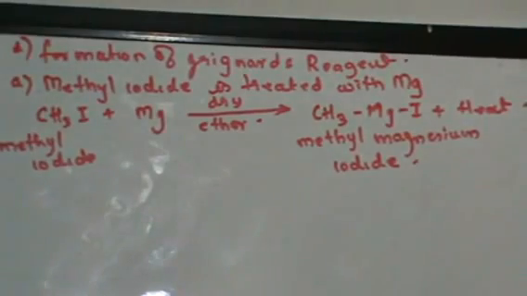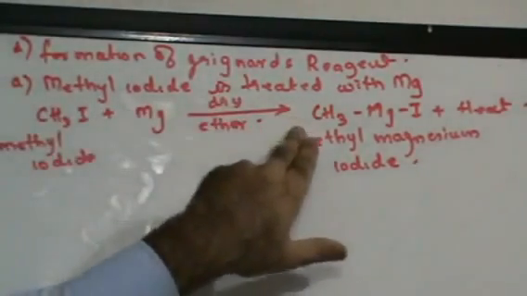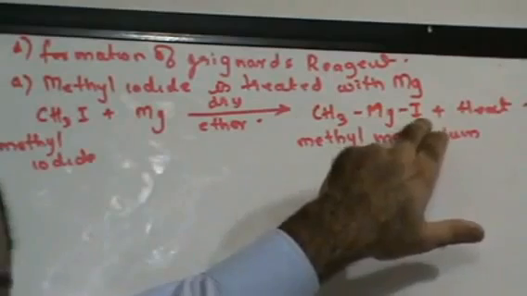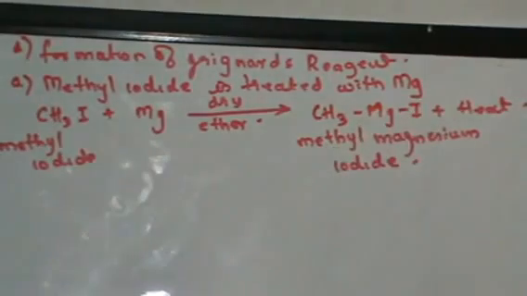So thus, what is Grignard's reagent? It is alkyl magnesium halide, RMgX. It is an organo-magnesium compound. It is made by reacting an organic halide with magnesium. Fine. And the reaction takes place in the presence of dry ether.